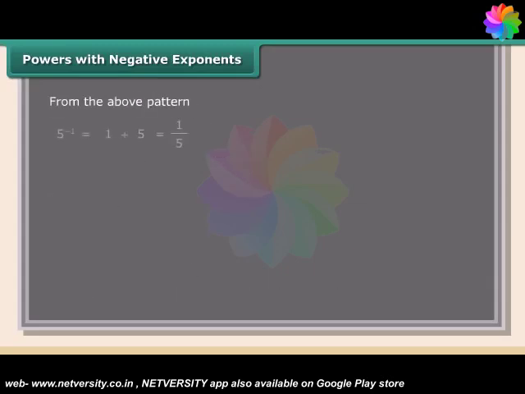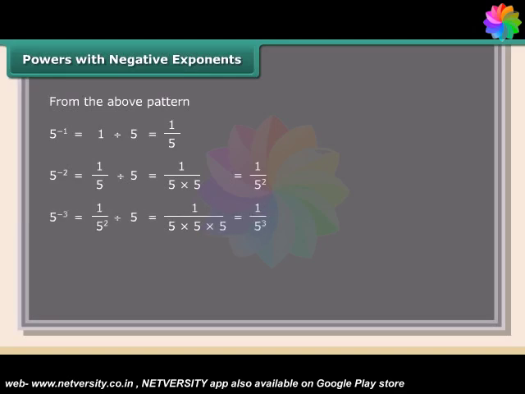From the above pattern, 5 raised to the power minus 1 is equal to 1 divided by 5, which is 1 upon 5. 5 raised to the power minus 2 is equal to 1 upon 5 divided by 5, which is equal to 1 upon 5 × 5, which is equal to 1 upon 5 square. 5 raised to the power minus 3 is equal to 1 upon 5 square divided by 5, which is equal to 1 upon 5 × 5 × 5, which is equal to 1 upon 5 cube.